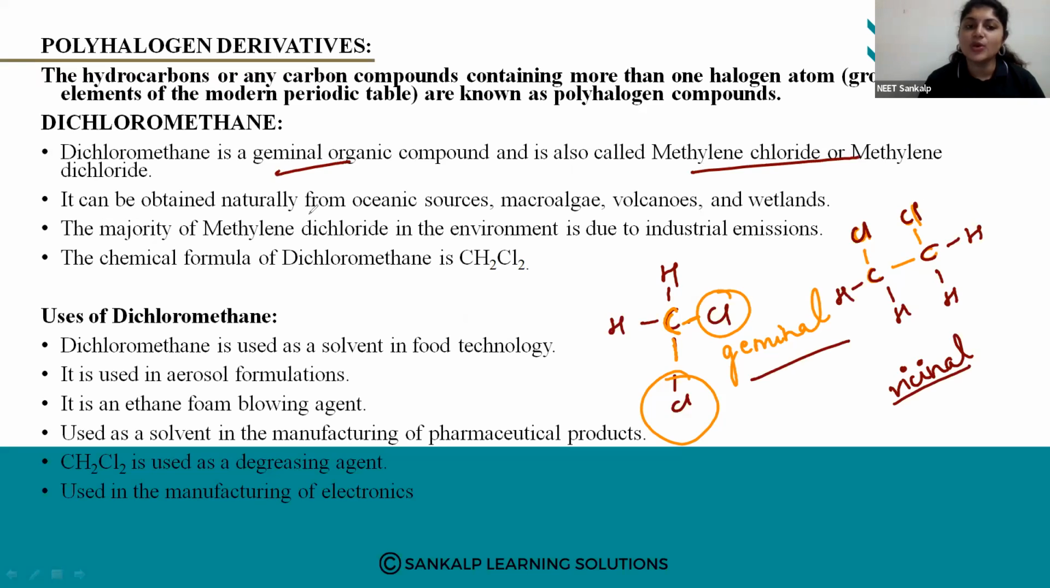So how is it obtained? It is obtained naturally from oceanic sources, that is microalgae, volcanoes and wetlands. The majority of methylene dichloride in the environment is due to industrial emissions, that is, from factories, which emit industrial waste. The formula of dichloromethane is CH2Cl2. So this is about dichloromethane.